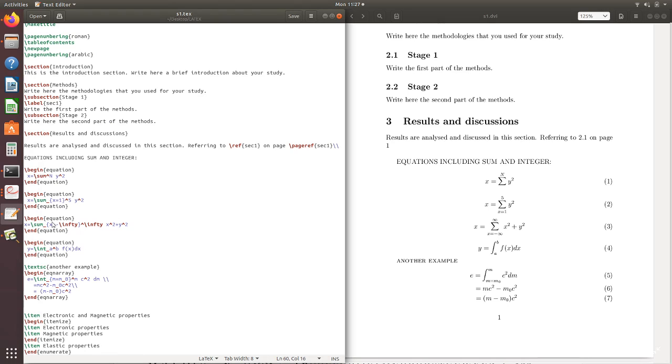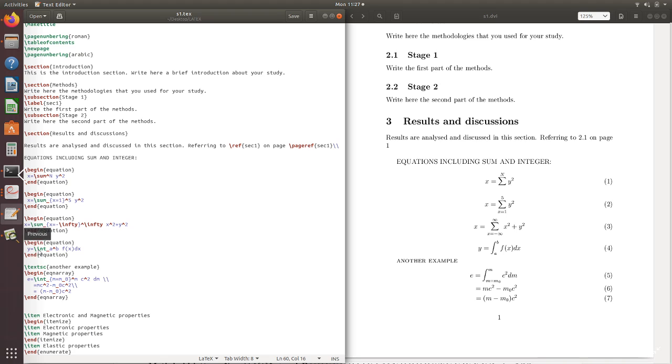Another example is here: x is equal to sum. Because the lower limit contains more than one character, we have to use a pair of curly brackets. So that is x is equal to minus \infty. Infinity is written in this way, \infty. This will produce the infinity symbol, and the upper limit \infty will also produce infinity. So the sum has the lower limit minus infinity and the upper limit plus infinity, then x gives you x square and this gives you y square. That is x is equal to the sum from minus infinity to plus infinity of x square plus y square.